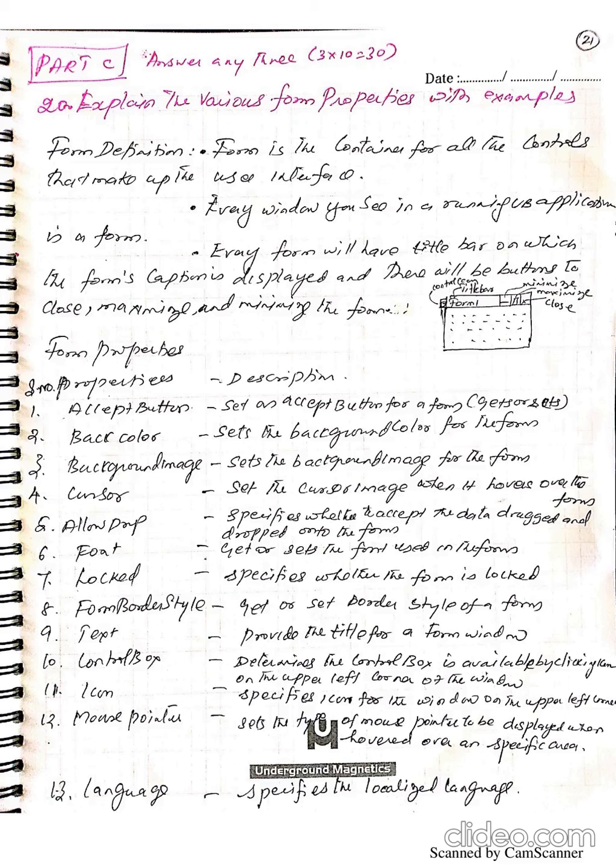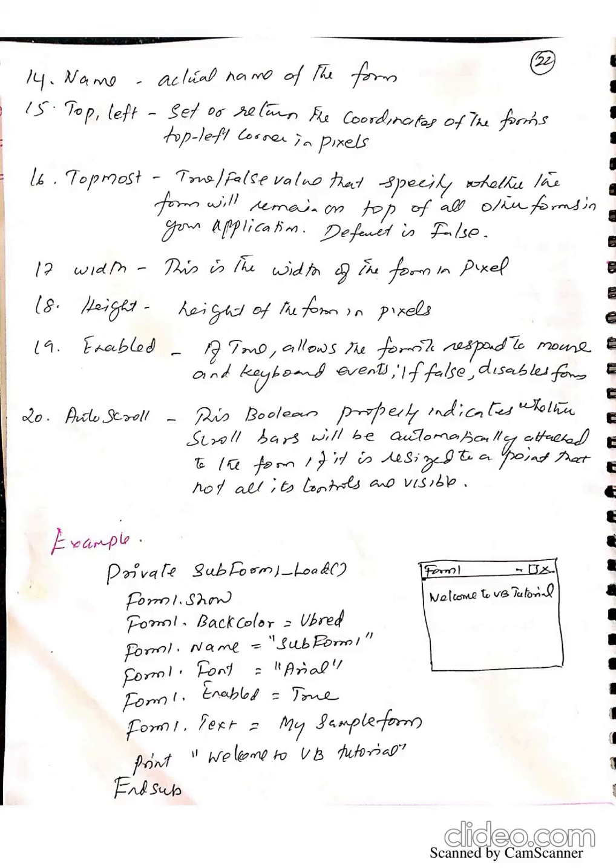Question number 21. Design a form with its properties and coding to implement at least 5 numeric and date time functions. Private Sub Form_Load, Form1.Show, Form1.BackColor equal to vbRed. Form1.Name equal to sample. Form1.Font equal to Arial. Form1.Text equal to demo. Form1.Height equal to 600. Form1.Width equal to 500.